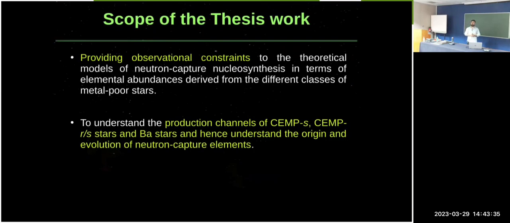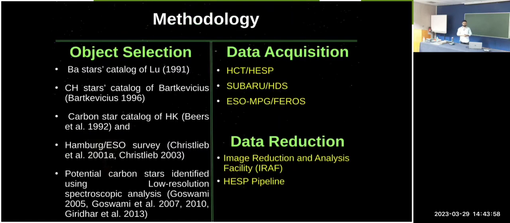Now the scope of the thesis. As spectroscopists, our prime objective is to derive elemental abundances as accurately as possible so that they can be used as constraints in the theoretical models of neutron capture nucleosynthesis. We also want to understand the production channels of CEMP-s, CEMP-r/s, and barium stars, and hence understand the origin and evolution of neutron capture elements.